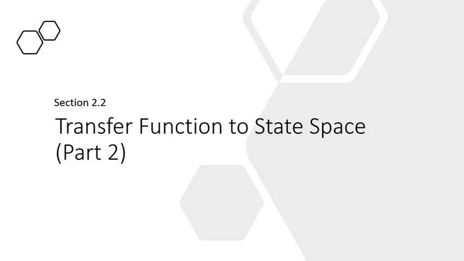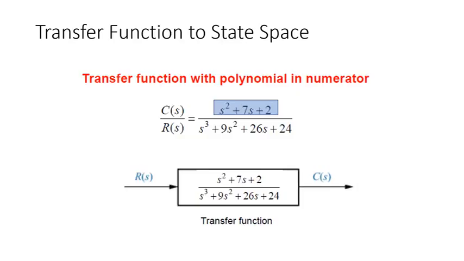In this video, I will explain how to obtain the state space representation from a transfer function with polynomial numerator. Let us consider this example. Note that the numerator of the transfer function, highlighted in blue, is a second-order polynomial. To convert this type of transfer function to state space representation, we need a slightly different strategy than the transfer function with constant numerator.